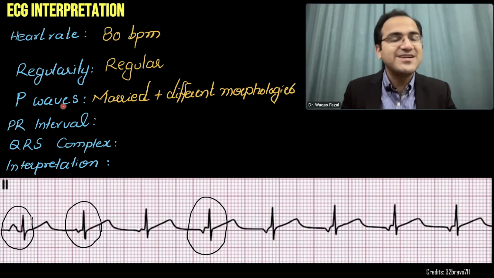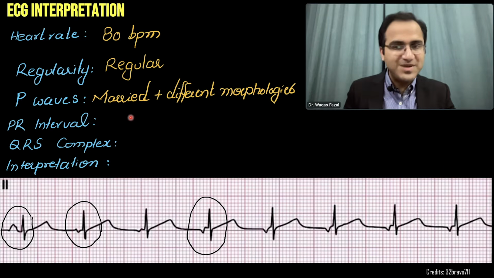Now we will not write that the P waves are normal. P waves are not normal. P waves are having different morphologies and they are married to the QRS complexes.